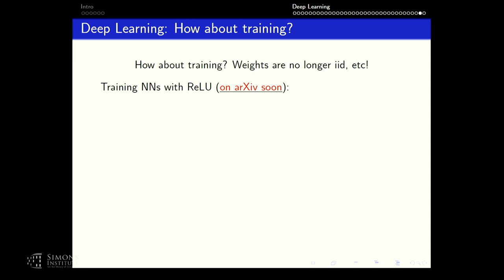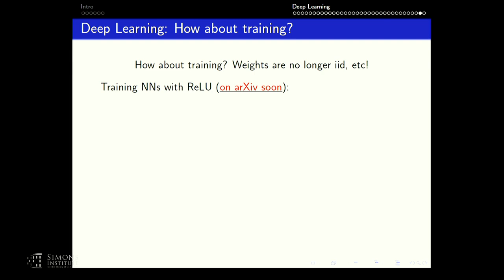But training, as you can imagine, becomes extremely difficult to answer any question, because you take one iteration of any optimization algorithm and you immediately lose everything you had assumed about your weights. If you assume IID, you lose that. If you assume Gaussian, you lose that. You lose every assumption that you have. Now, Russell has shown that, in fact, not all is lost.